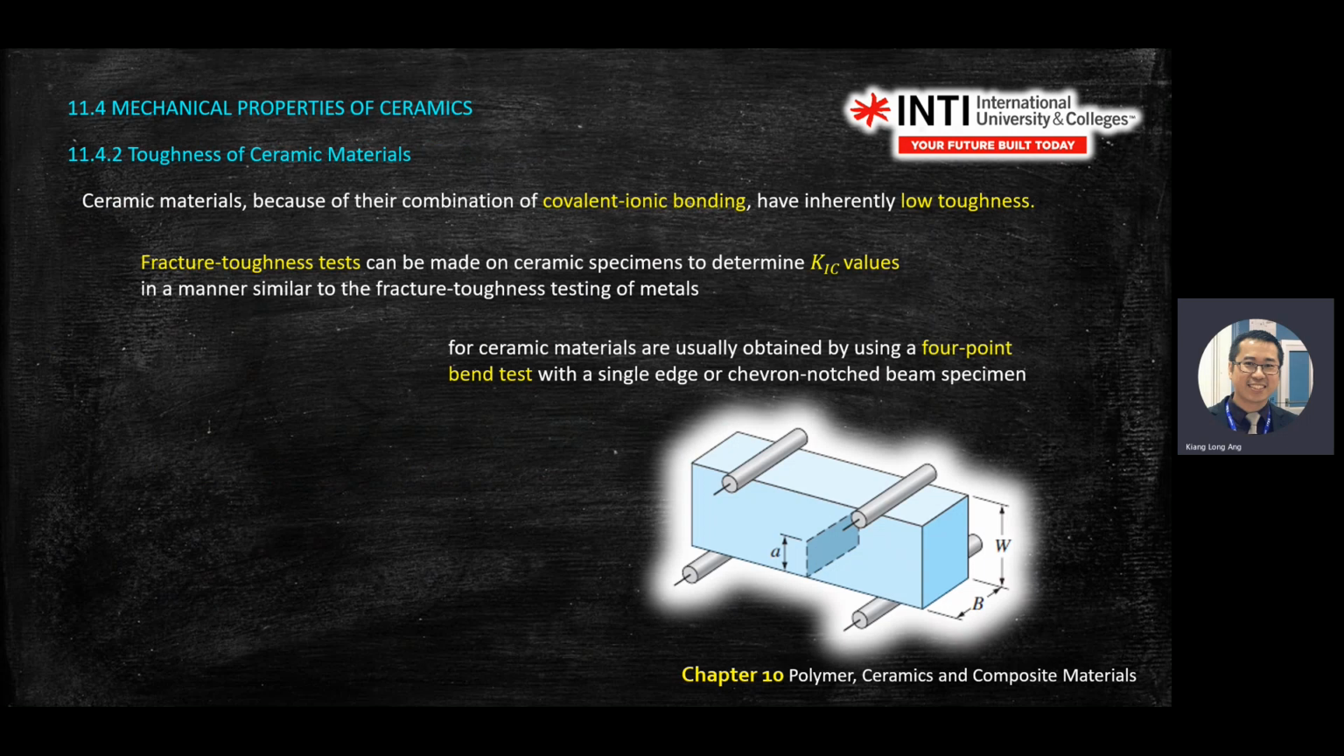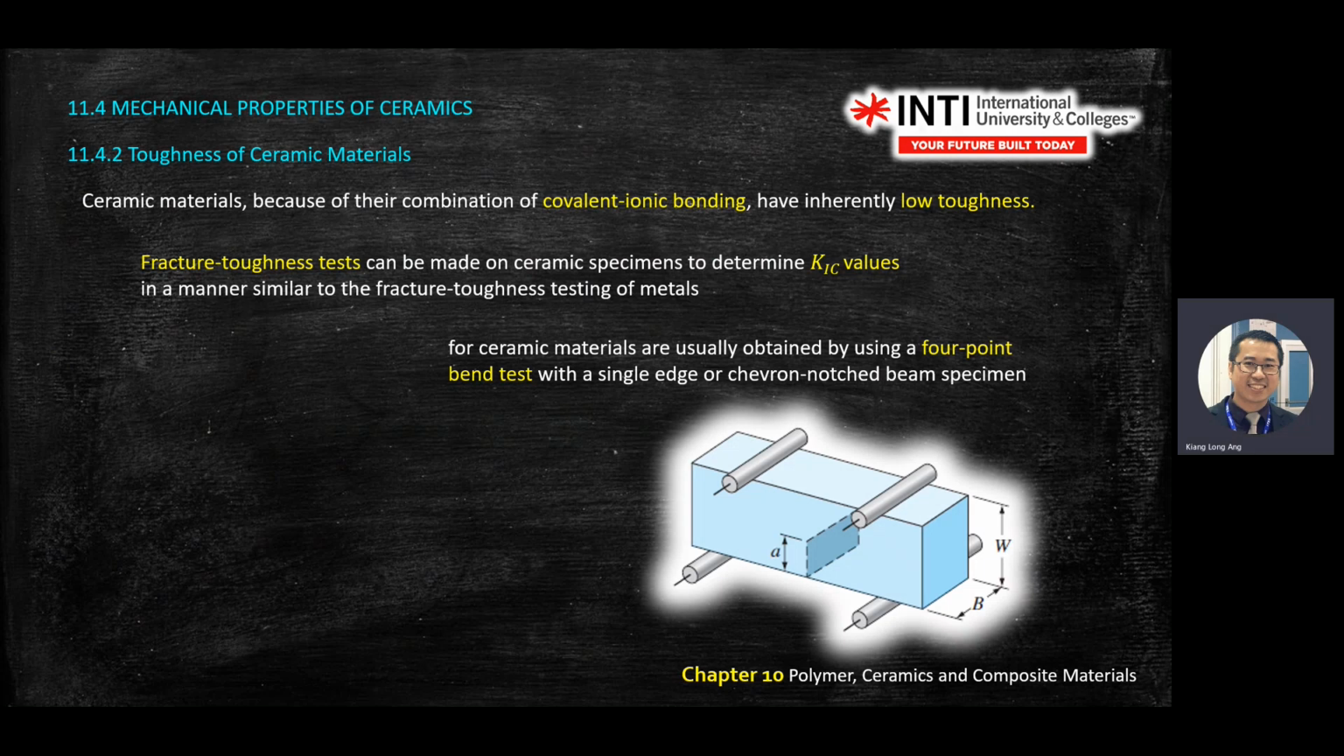Now we start to go into a bit of calculation. Ceramics are a combination of covalent and ionic bonding, so they have very low toughness. There is a calculation for the toughness: the fracture toughness test, where you calculate KIC. You learn about KIC when you study metals. It is similar. We have a 4-point bending test.